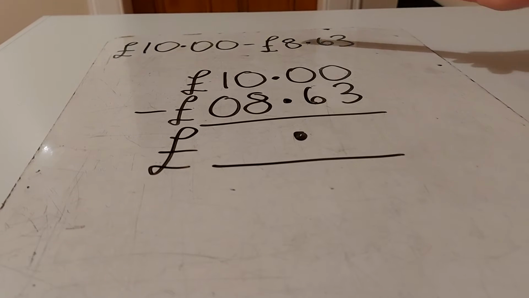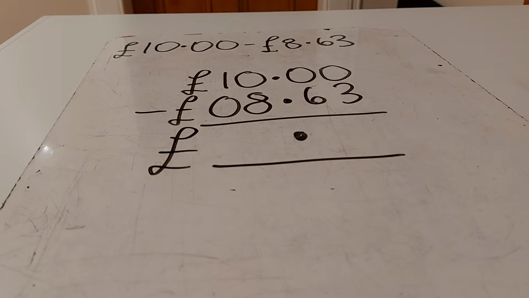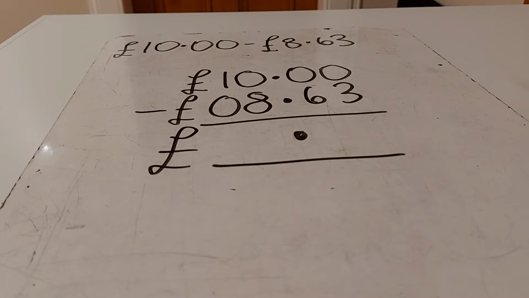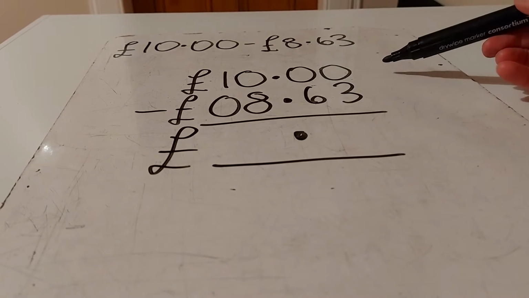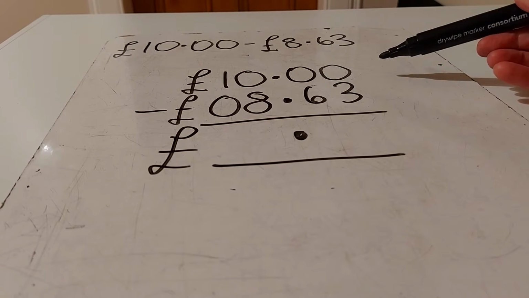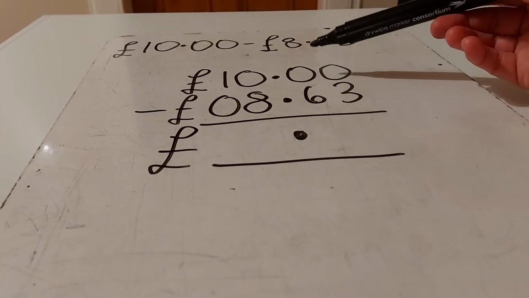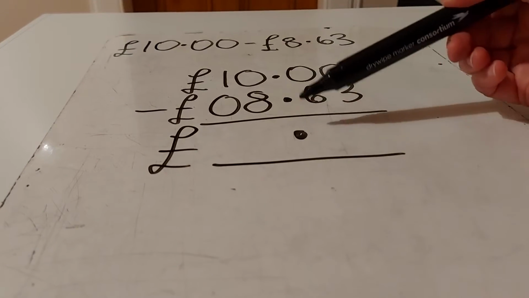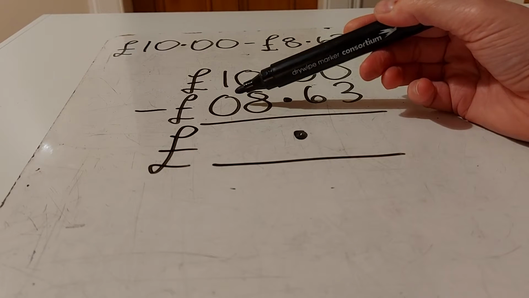Okay, so this is a subtraction sum. It's a takeaway. It says £10 takeaway £8.63, and at the top you can see I've written it horizontally. So I've then prepared the calculation with the larger number at the top, and I've written it carefully and neatly with the numbers underneath one another in the correct columns. I've put the decimal point in to separate the pounds from pence, and I've used 0 as a placeholder here.